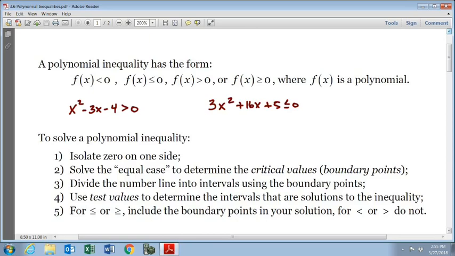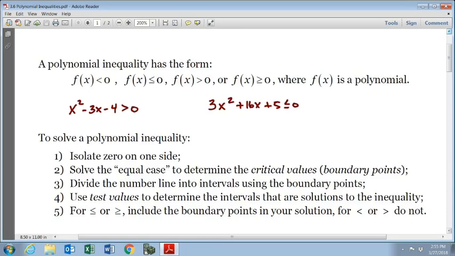So these are the steps that we're going to use. We want to get 0 on one side. That's the first step, if necessary. Notice the two examples I put there already have 0 on one side. And then we'll solve the equal case to find what we call critical values or boundary points.